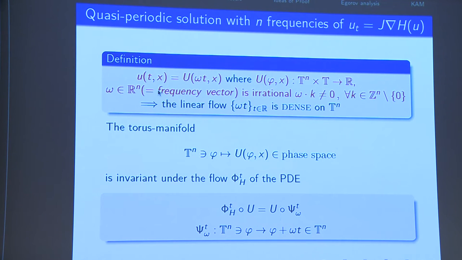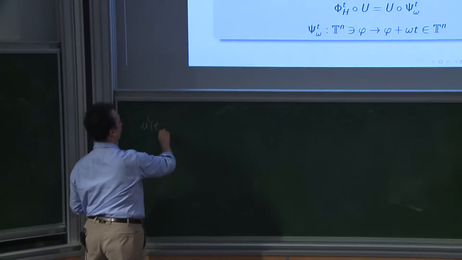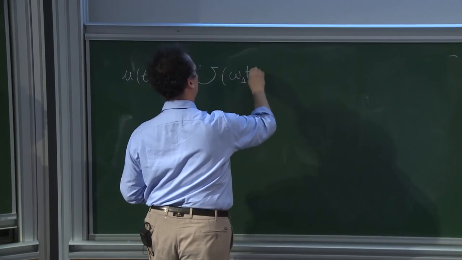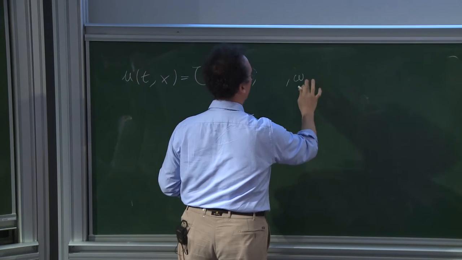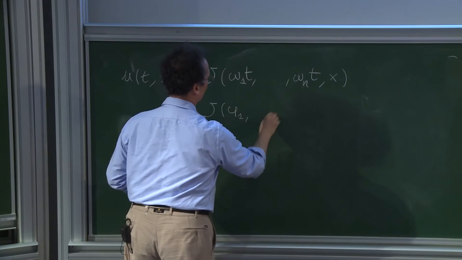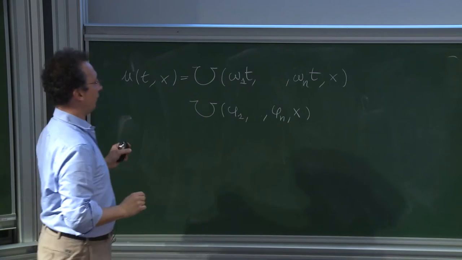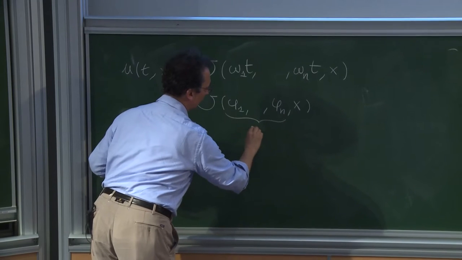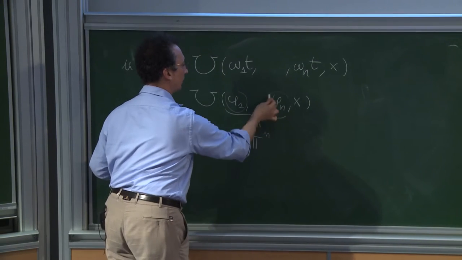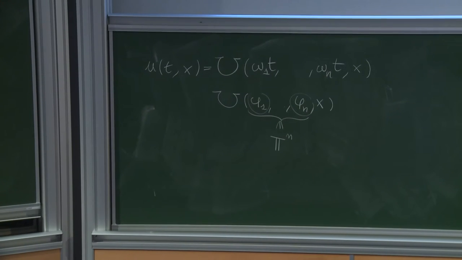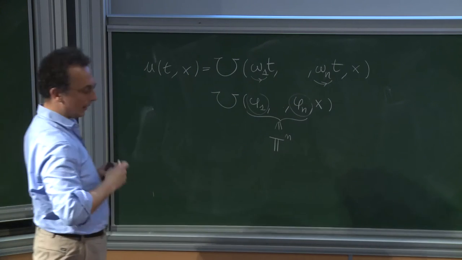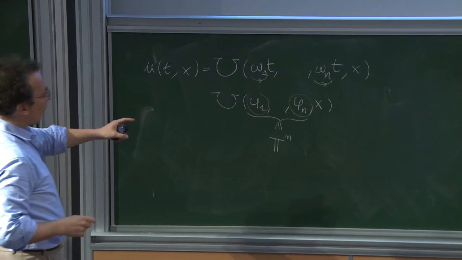I remind what a quasi-periodic solution is. A quasi-periodic solution is a solution defined for all times which has a specific form. It is the composition of a function u, which depends on n angles phi, belonging to T^n, with n basic independent frequencies. The function u is 2 pi periodic in phi 1, up to phi n, composed with the linear flow, namely each of these variables has a rotation with frequency omega 1, omega 2, up to omega n. Of course, when n is equal to 1, there is only one frequency.